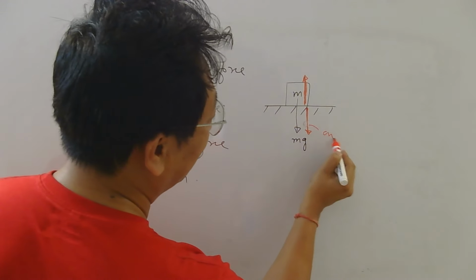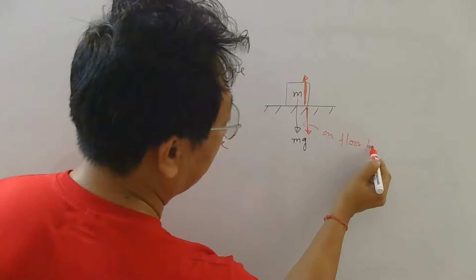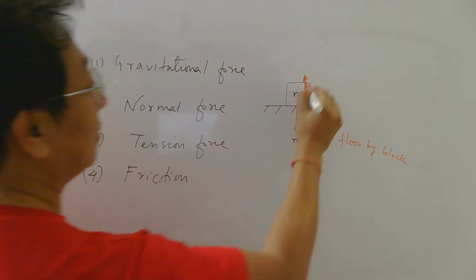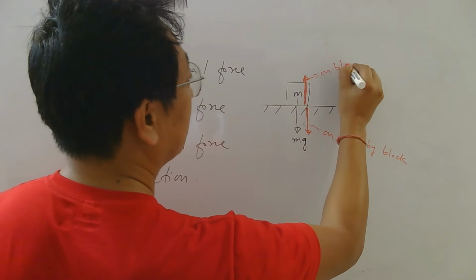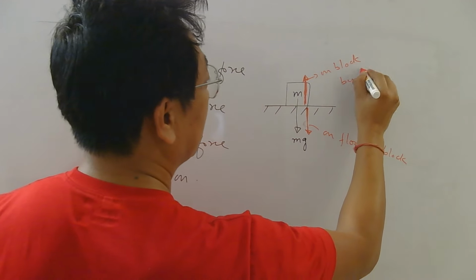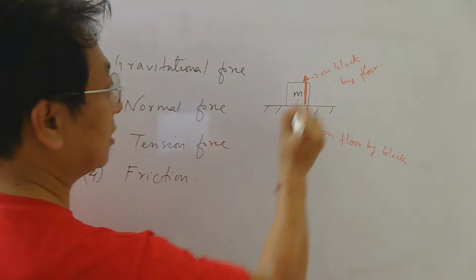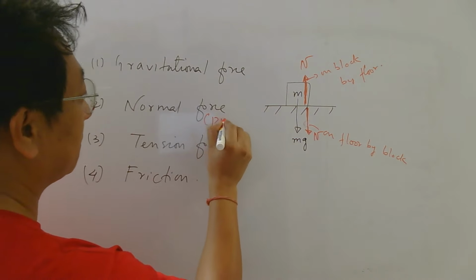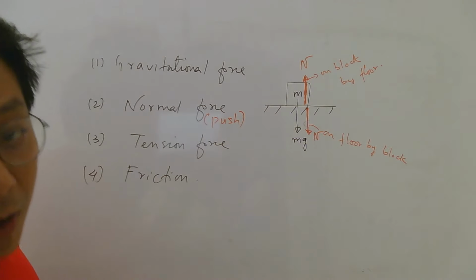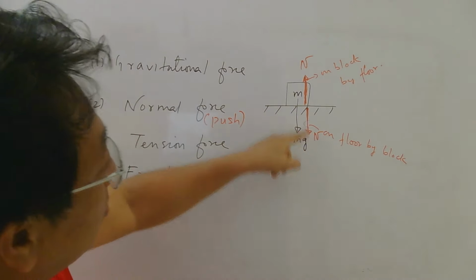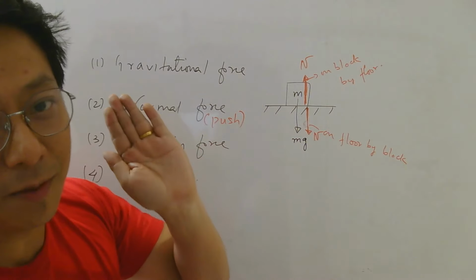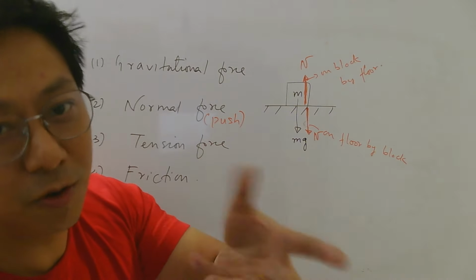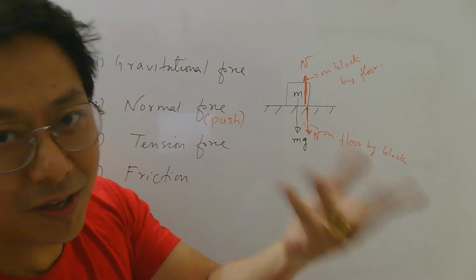This is on the floor by the block. Remember, forces come in pairs. And this is on the block by the floor. And this is what is called normal force, N. Okay, it is a pushing force. Now, of course, you will not show both the normal forces on the same body, right? If I push you, reaction will be on me, action will be on you.